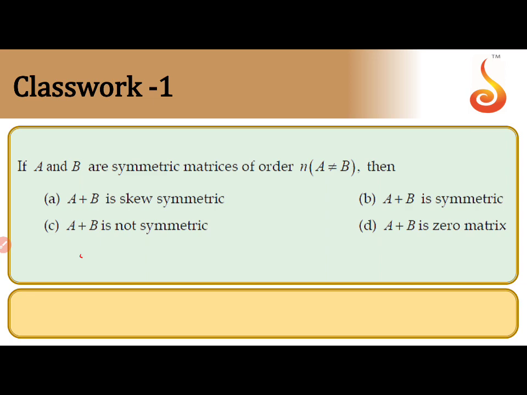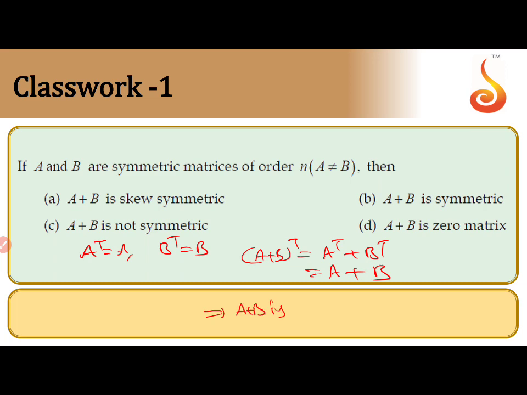A is symmetric means A transpose equals A, and B transpose equals B. Now the first option: is A plus B symmetric or not? To check, first apply transpose. (A plus B) whole transpose is nothing but A transpose plus B transpose. But here A transpose is A and B transpose is B. That means (A plus B) whole transpose equals A plus B. Then you can call A plus B a symmetric matrix. Which option is correct? Option B is correct. I hope this is clear.